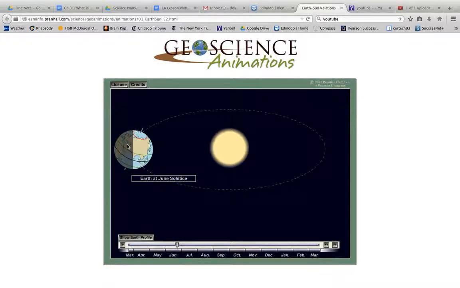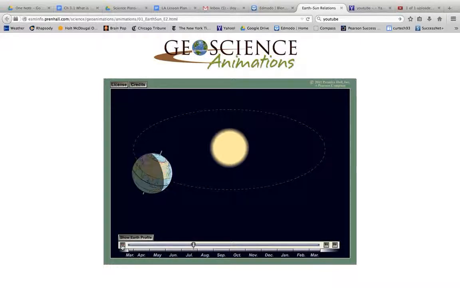The Earth is still rotating, still going through day and night, but even over here when it's nighttime, it's still a little bit warmer, like a warm summer night, because the northern hemisphere is tilted towards the sun. Okay. All right, let's continue to the fall equinox.